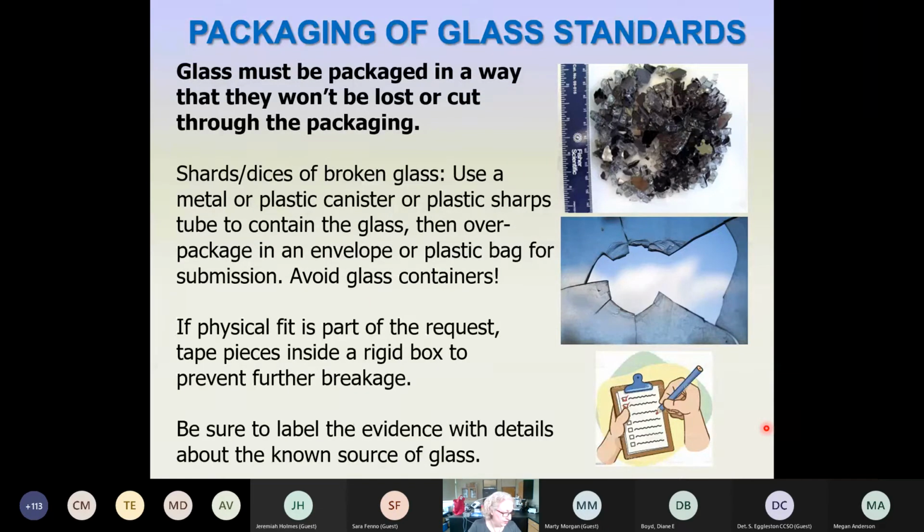Please do avoid glass containers for glass evidence, just on the off chance that it gets crushed. And now we're trying to sort a mess of what was the container and what was the sample. And then always include evidence details. Where did you collect this glass from? What object, broken glass object, is it representing?